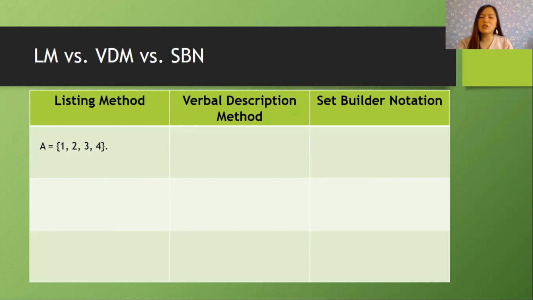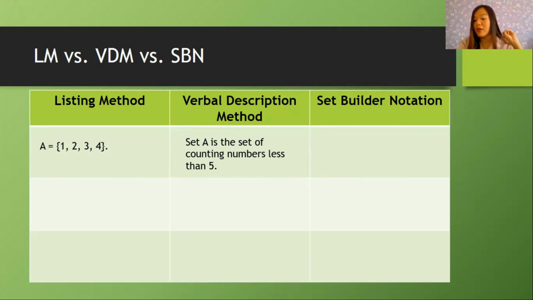So if we are going to describe set A, the set A is the set of counting numbers less than 5. Less than 5 meaning the 5 is not included. Counting numbers are those numbers used for counting. You always start with 1. So, the numbers less than 5 are 1, 2, 3, and 4.